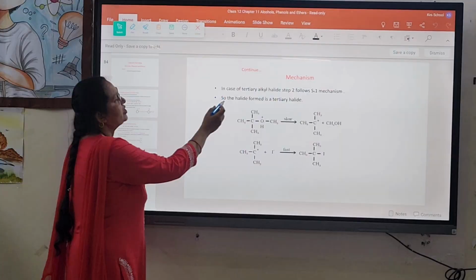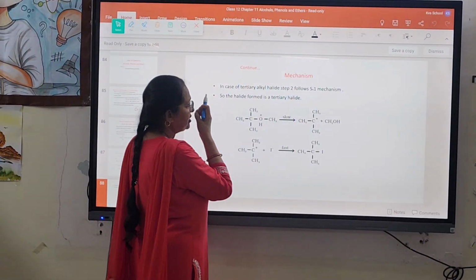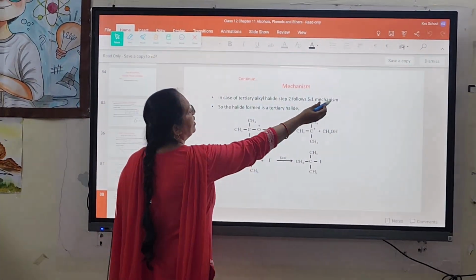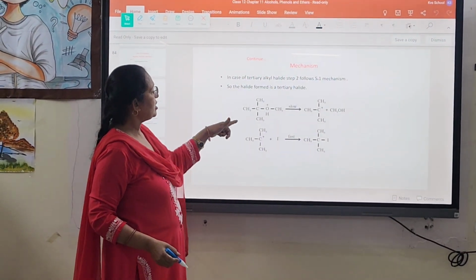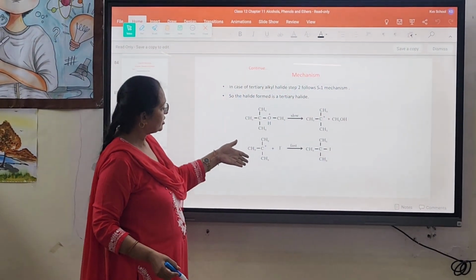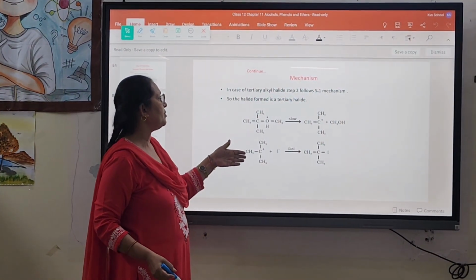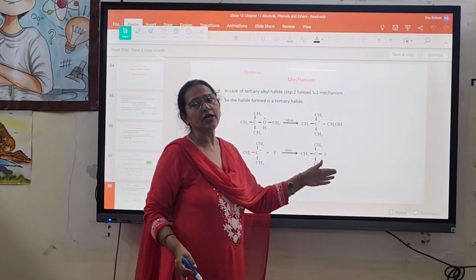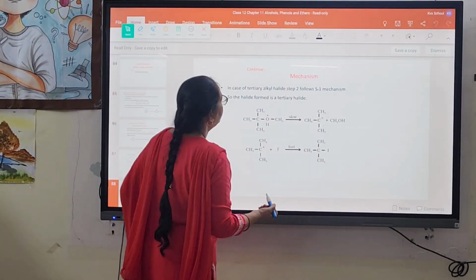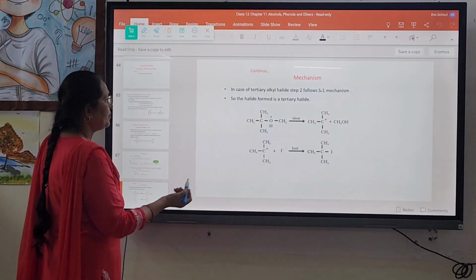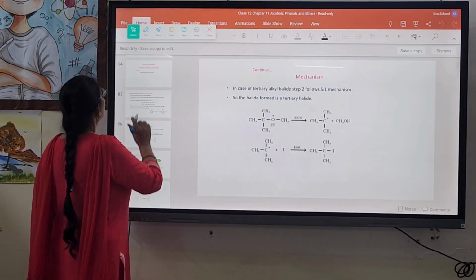In the case of the tertiary alkyl halide, step 2 follows the SN1 mechanism, and as you can see, why the tertiary? Because the tertiary carbocation is more stable, so the product formed is the tertiary alkyl halide. The slow reaction is the rate determining step, hence it takes place by the SN1 mechanism.